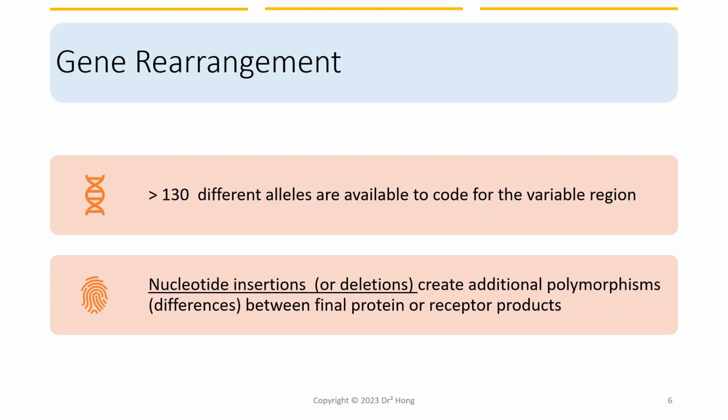Here we are going to very briefly look at these two mechanisms, and we're not going into details. In terms of gene rearrangements, we have more than 130 different alleles in our genes that are available to code for the different variable regions, or the antigen binding sites, on our B cell and T cell receptors. Another mechanism we call nucleotide insertions or deletions can also create additional polymorphisms, or differences, between the final protein or receptor products to generate a huge diversity that way.